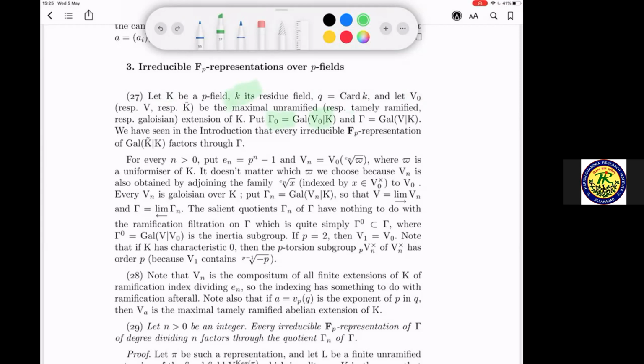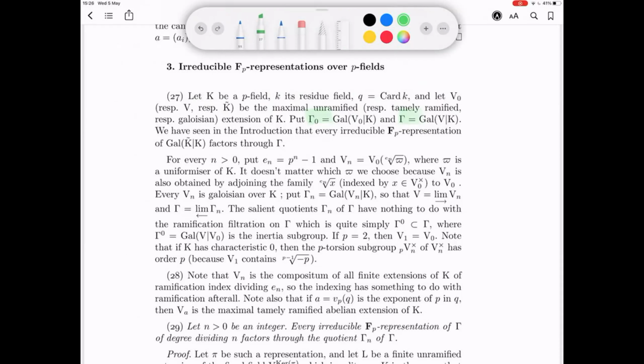Then you have this gamma, which is the Galois group of V over K. And of course, gamma naught is a quotient of this gamma. And the kernel is something which can be described, because we have described all tamely ramified extensions. Basically, it's isomorphic to the product of all Z_l, where l is a prime. l runs through all primes, except the prime p.